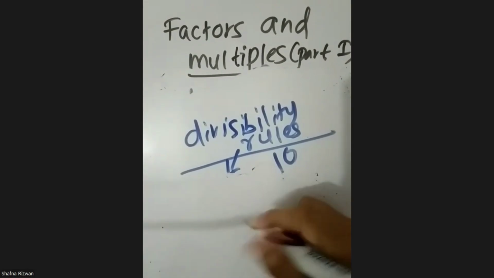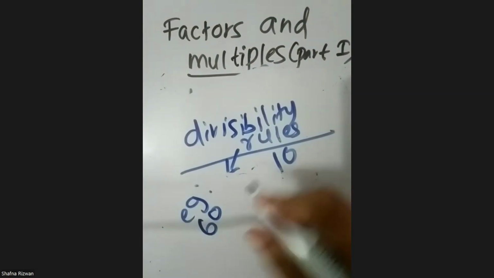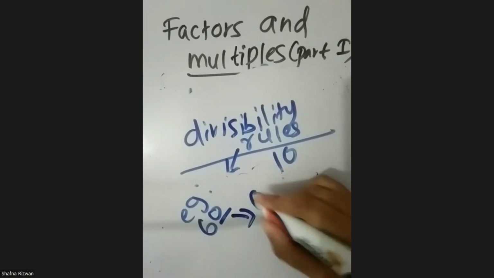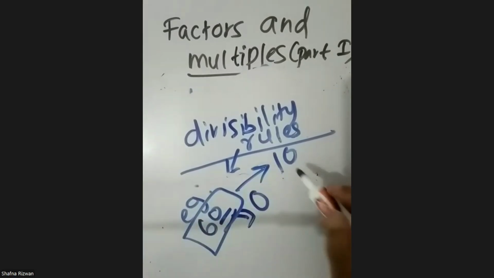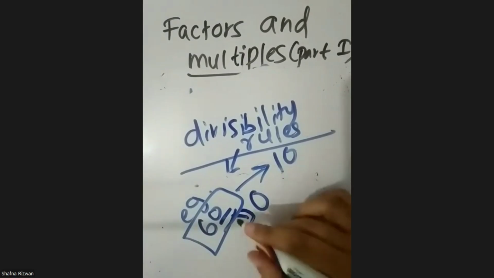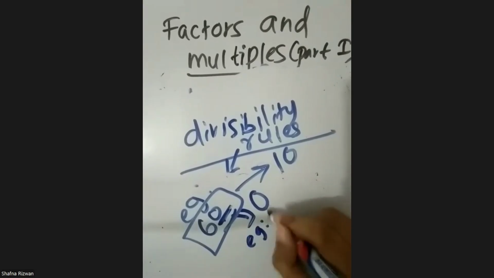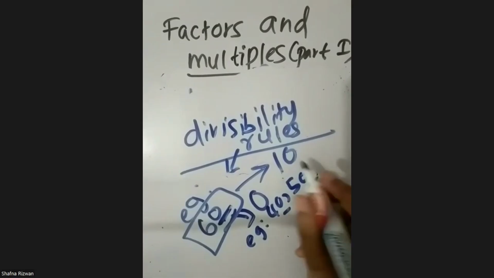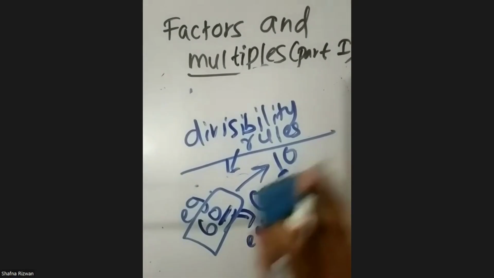For a number to be divisible by 10, let's take an example of 60. If the last digit of that number is always 0, then you consider this whole number divisible by 10. Okay, this whole number will be divisible by 10 if the last digit is always 0. For example, you can take 40, 50. See, all the last digits are 0. So these numbers are divisible by 10. And do you all understand it?